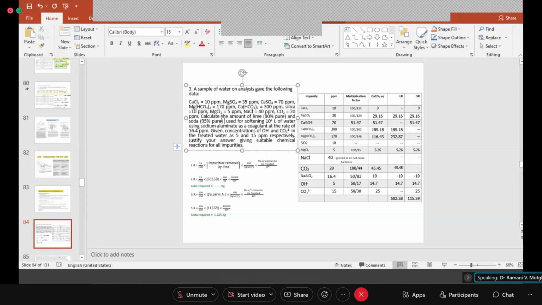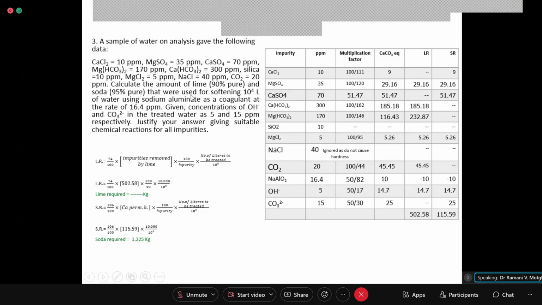So we'll write that were used. It is not mentioning the quantity of lime and soda required for softening. See, there is a difference. One numerical will say what is the quantity of lime and soda required for softening these many liters of water. But when the treated water analysis comes, the numerical will say how much lime and soda was used, or that were used, for softening these many liters of water, because this much excess of chemicals had been used.